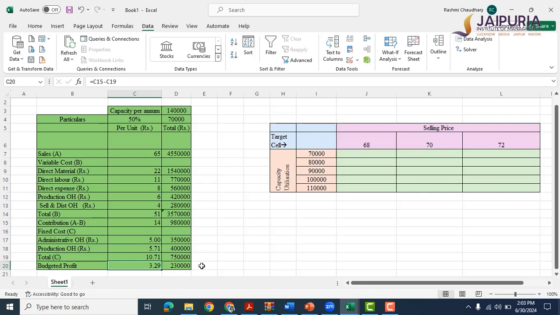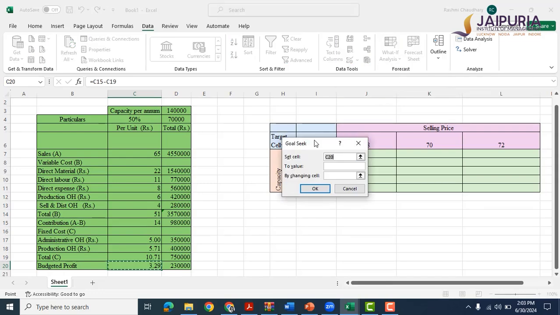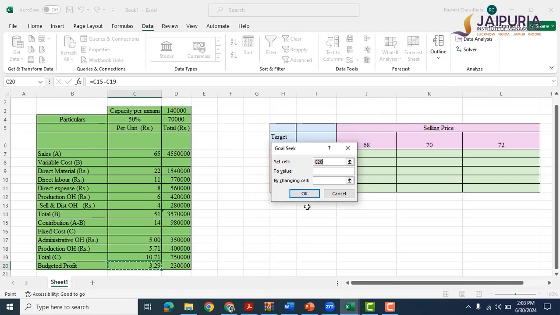Now let's see how we can use the first function in the What-If Analysis, that is Goal Seek. Goal Seek is finding the right input for the value you want. At present, I have opened the dialog box for Goal Seek. It asks: set the cell, which cell you want to set to which particular value, and by changing which cell. Say, for example, at present in this Excel sheet, the profitability comes out to be 2,30,000.